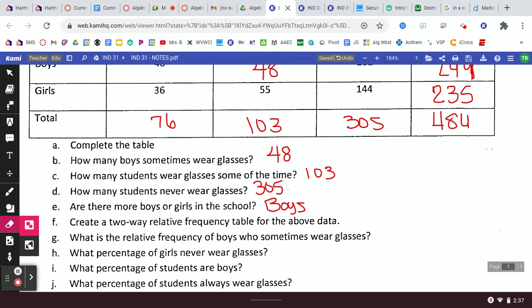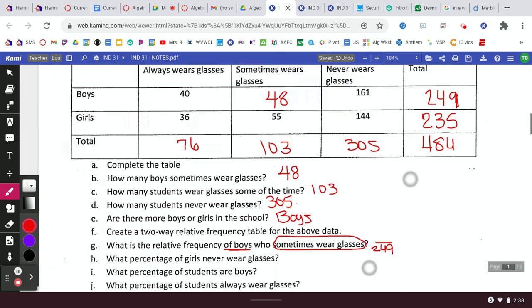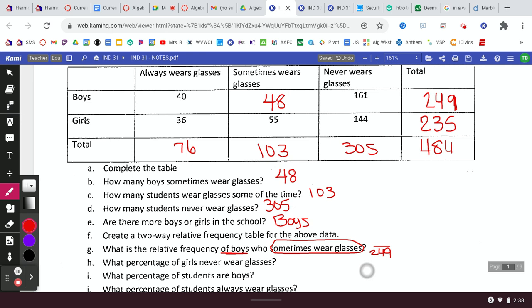Okay, so the first one says, what is the relative frequency, and we're just going to figure percentage there, of boys who sometimes wear glasses? So that means only boys go on the bottom. So what's my total number of boys? Marcus? Okay, so of boys, my boys go on the bottom, who sometimes wear glasses. So just of my boys, what's the number that sometimes wears glasses? Kyla? Sometimes wears glasses, boys is 48. Good.